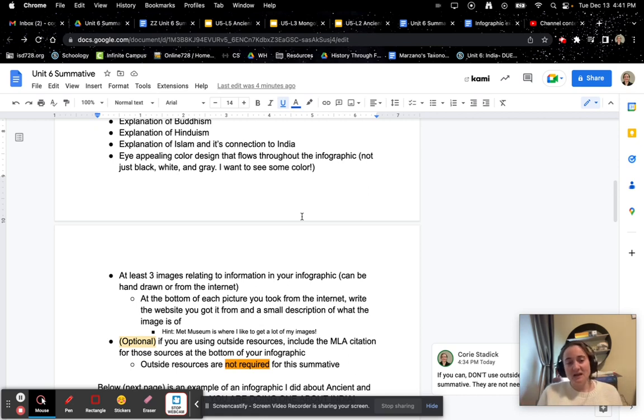Also optional, if you are wanting to research more about a specific thing and are using outside resources, which there should not be any need to do, but maybe you're just really into learning more about Hinduism, make sure you put those resources in MLA format at the bottom of the infographic. Otherwise it's not necessary to look at other resources.